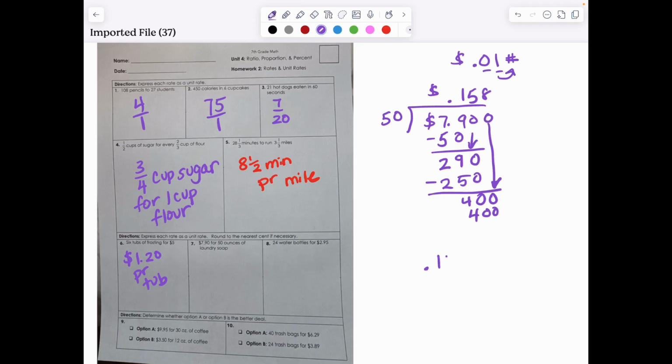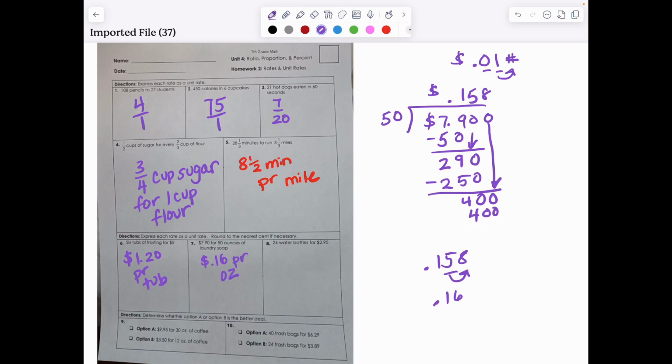Here is where they want us to round, because you can't have 158 thousandths as money. So this tells us you bump this up to 16. That means it costs 16 cents per ounce.